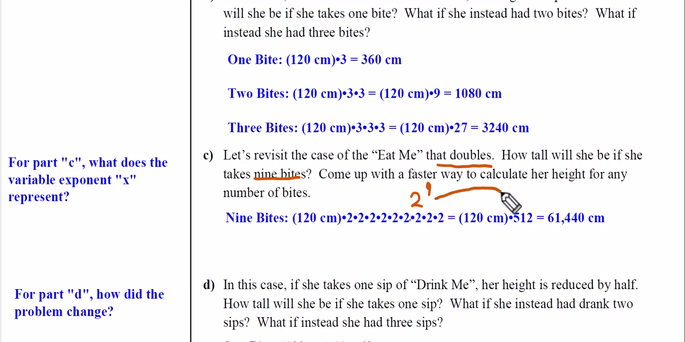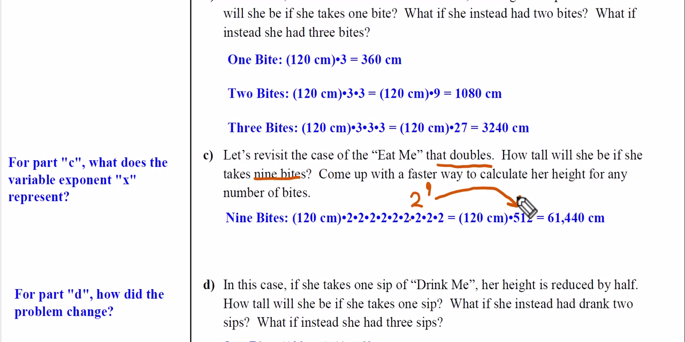What's 2 to the ninth power? 512. So what we're trying to do here is show you that there are better ways than to write 2's all day long. Because if I ask you, how tall will she be if she eats 400 bites, you're not gonna write 2 400 times. Hopefully, I'm hoping that you'd catch on to the idea that there is an exponent here, right?